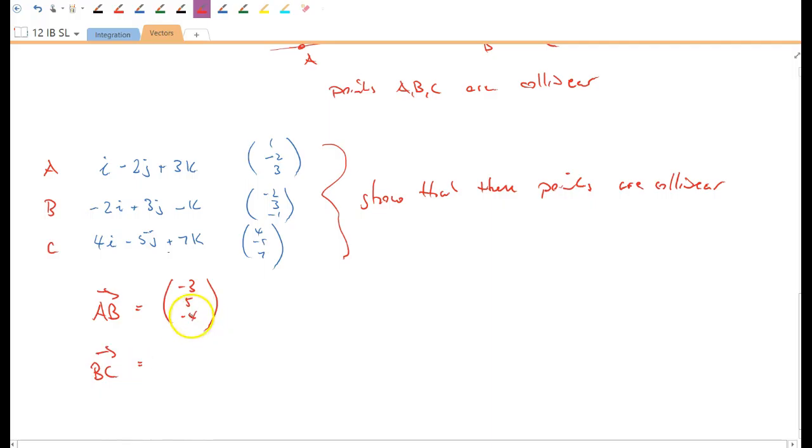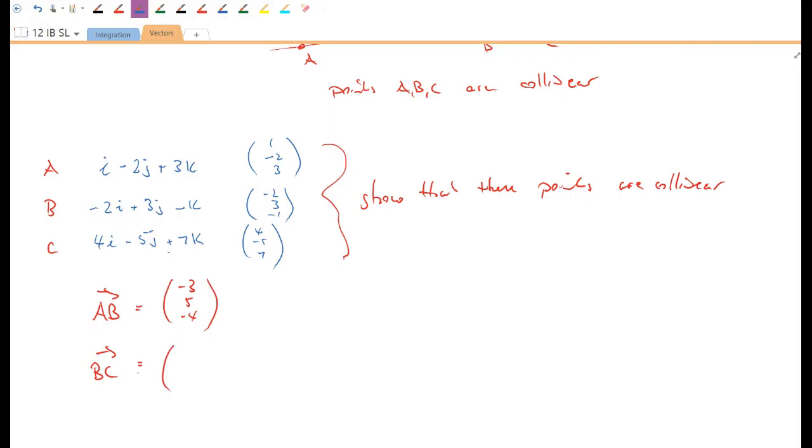What we're looking for is a scalar multiple of this to show that we've got points lying on the same line. So BC will be, let's have a look, minus 2 to 4 is 6, 3 to minus 5 is minus 8, and minus 1 to 7 is 8.